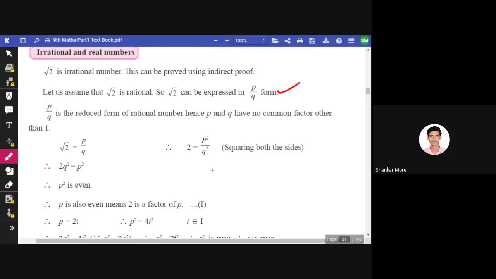So p by q is the representation. Now we can say square root of 2 is equal to p by q. So 2 is equal to p square by q square, and 2q square is equal to p square. I hope it is clear for everyone. Now p square is even.